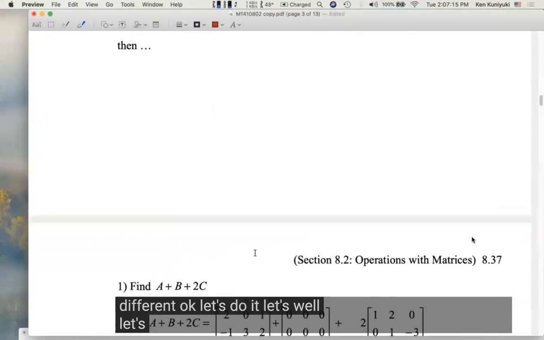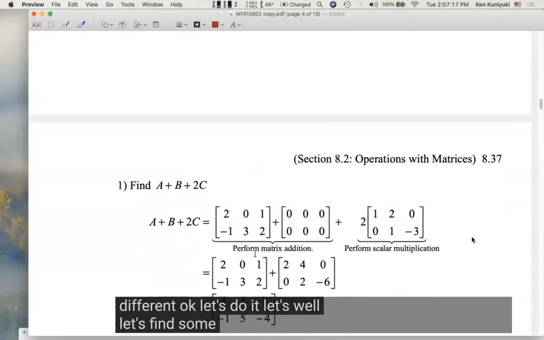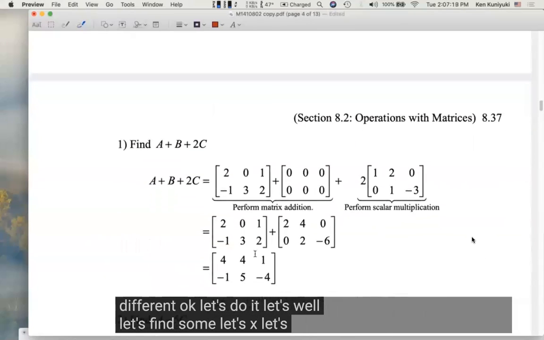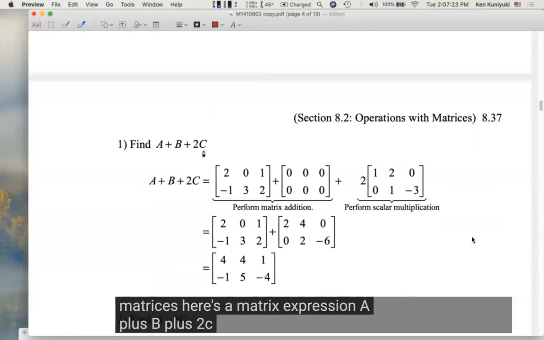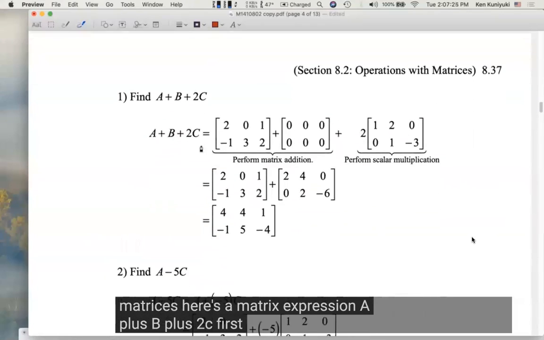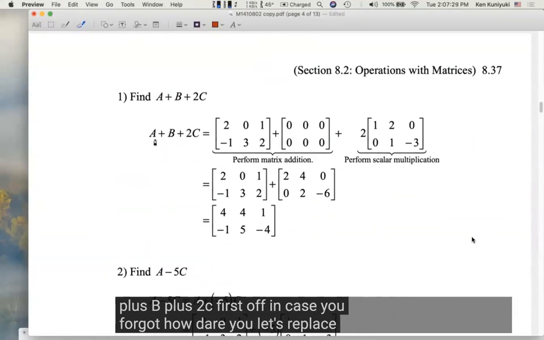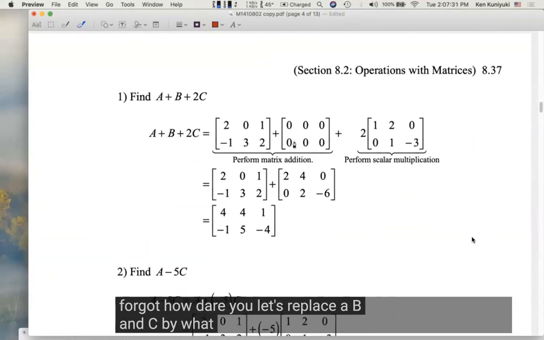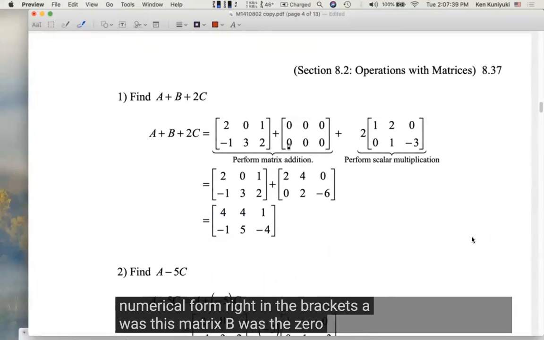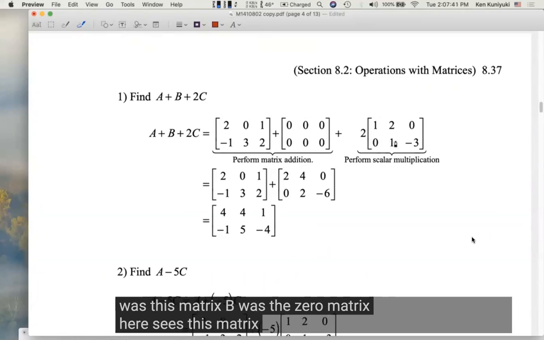Okay, let's find some matrices. Here's a matrix expression: A plus B plus 2C. First off, in case you forgot, let's replace A, B, and C by what they were, in numerical form, in the brackets. A was this matrix. B was the zero matrix here. C is this matrix.